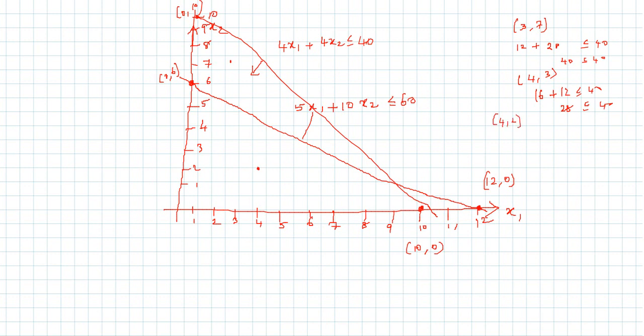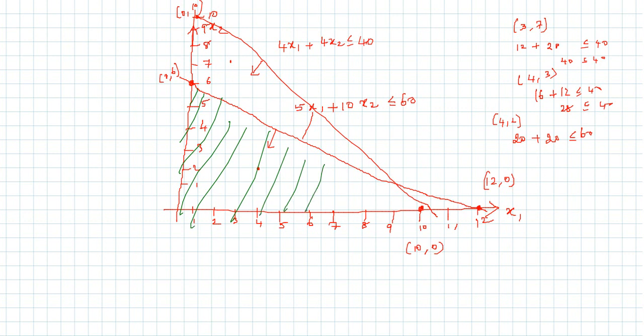So 4 comma 2 is like 20 plus 20, which is 40, less than or equal to 60. So it is satisfied here. So the feasible region is here. The feasible region for this line is up to this line, and the feasible region for this is up to this line. So the intersection point will be this region. So this will be the feasible region.